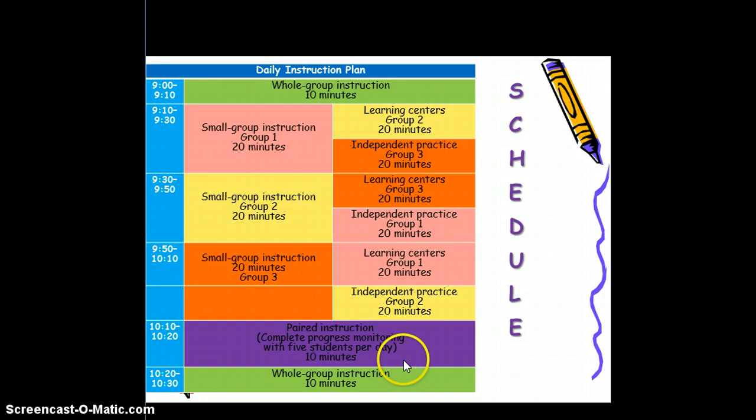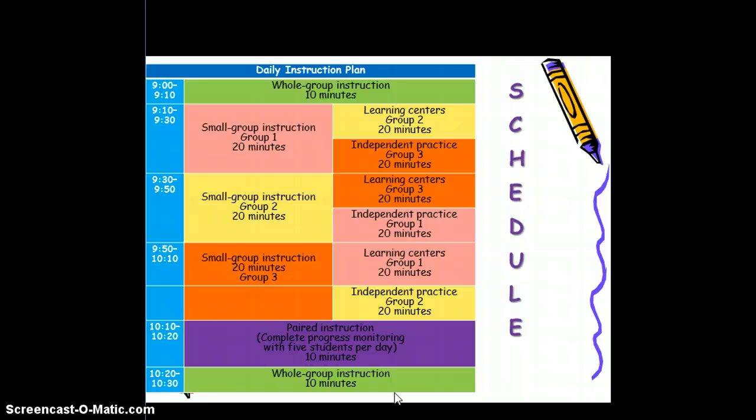So this is where the intervention progress monitoring is happening, but since the teacher is going to meet with 5 students every day, he's also monitoring the progress of the group as a whole. But when we're thinking about those assessments that we want to use to monitor progress, this is when it's happening. And then the teacher will bring them all back for their 10 minutes or so of whole group instruction to close out that period of the day.